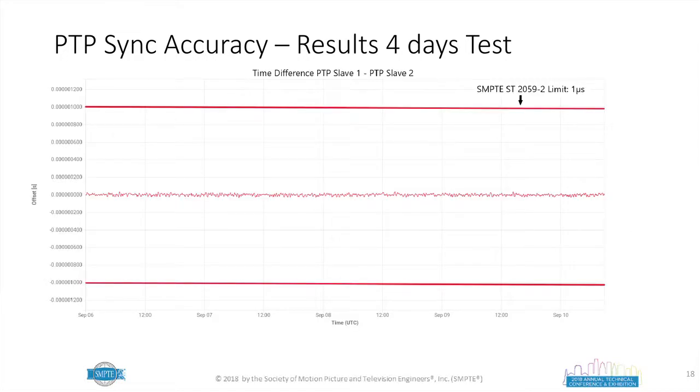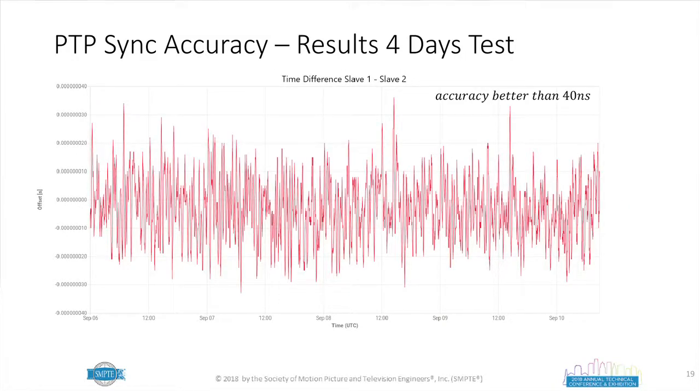So this is a diagram of a 4-day test of two separate Grandmasters, okay? Two different implementations, two different antennas, two different cabling sets, to demonstrate that the actual offset between those two Grandmasters over a 4-day period is obviously well within the limit of 1 microsecond defined in 2059, and more to the point, if you look at it here, it's more around a 40 nanosecond offset between the two of them, which is not something that is contributing significantly to any offset within the 2059 design of a plant.